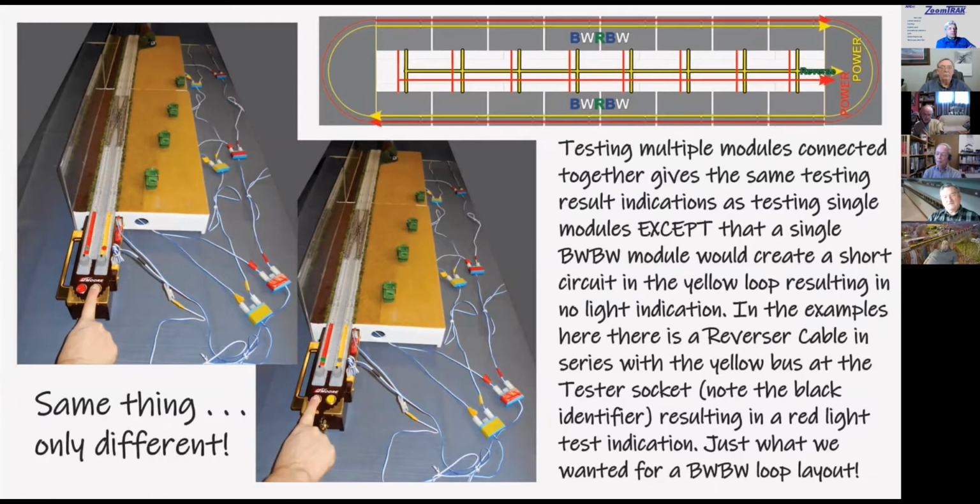In the examples here, there is a reverser cable in series with the yellow bus at the tester socket. Note the black identifier, resulting in a red light test indication. Just what we wanted for a blue-white loop layout.